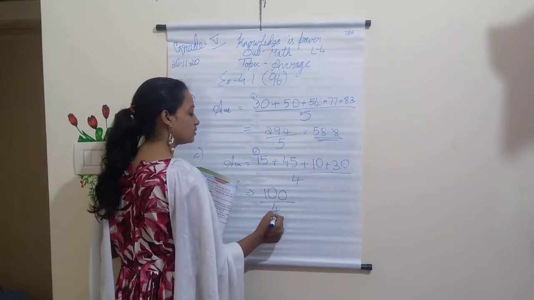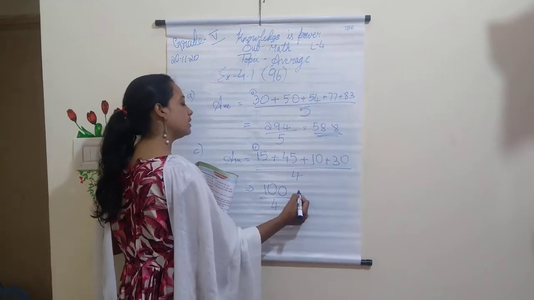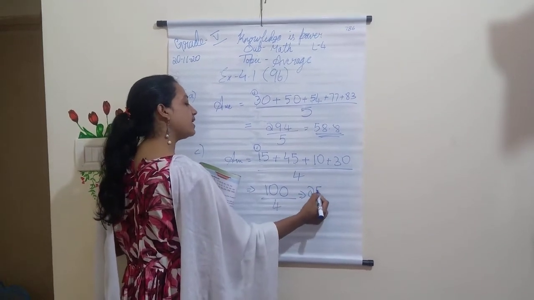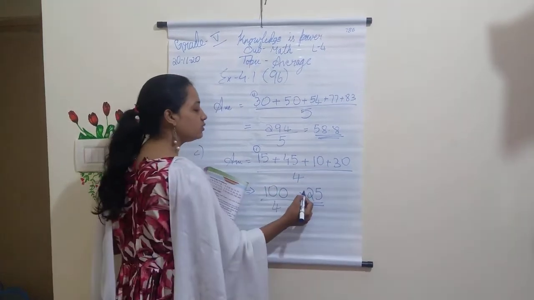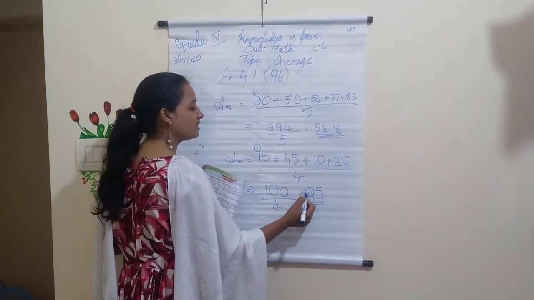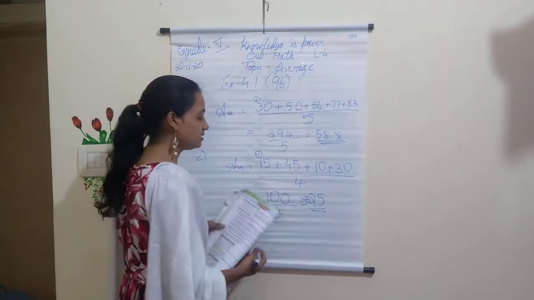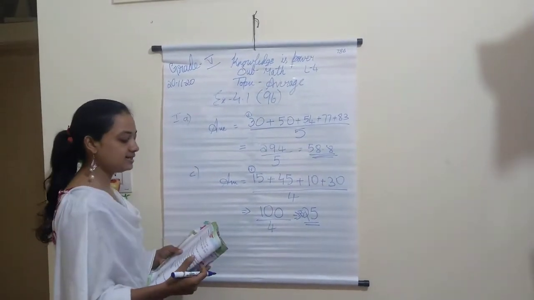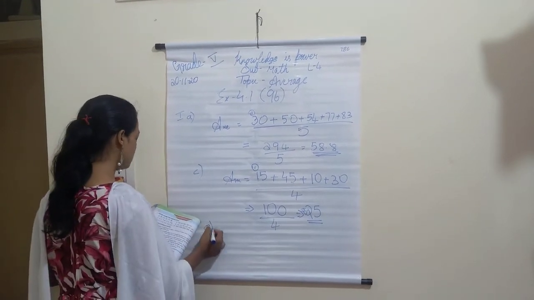Divided by 4. So when you divide 100 by 4, you get 25 as your answer. Because they have written in rupees, you should write the answer also in rupees. So we have finished A and C. Now let's go for E1 because they have given you decimals.